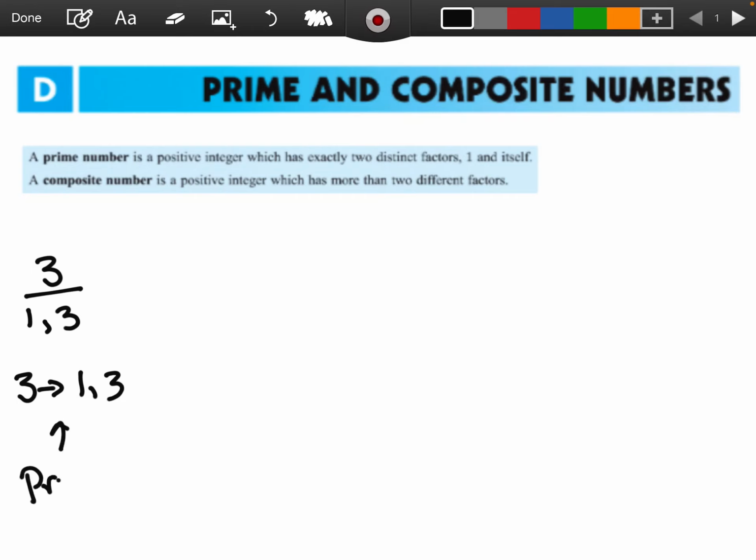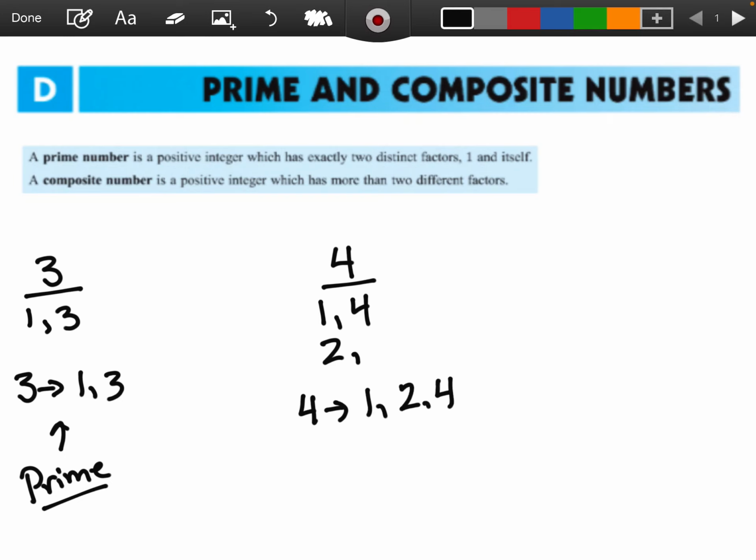Once you get to a situation where you have any number of factors more than 2, then that is a composite number. So for example, if I pick the number 4 and I list out the factors, 1 and 4, 2 times 2 is itself, so we won't list that twice. So the factors of 4 would be 1, 2, and 4. So that gives me 3 factors. So 3 is more than 2, therefore 4 is a composite number.